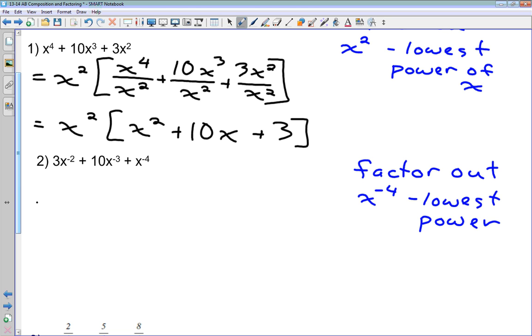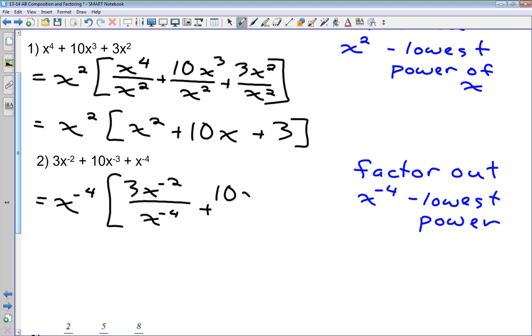So let's think about what we're doing again here. We're taking x to the negative 4 and bringing it out front. And inside, we're going to have 3x to the negative 2 divided by x to the negative 4, plus 10x to the negative 3 divided by x to the negative 4, and then x to the negative 4 divided by x to the negative 4.